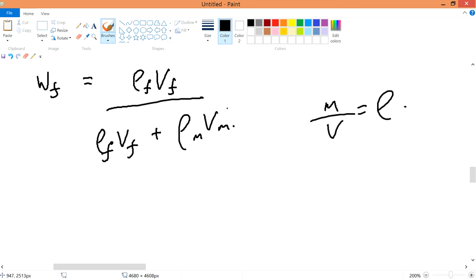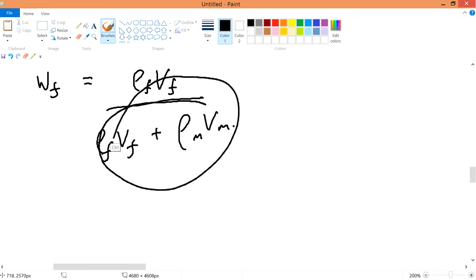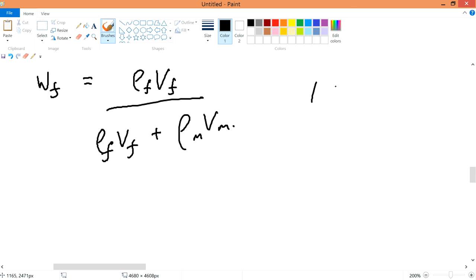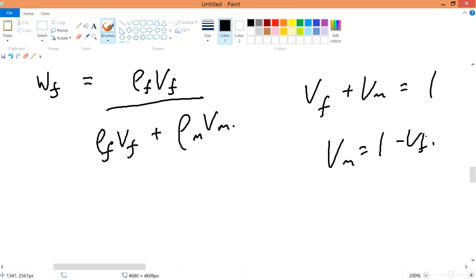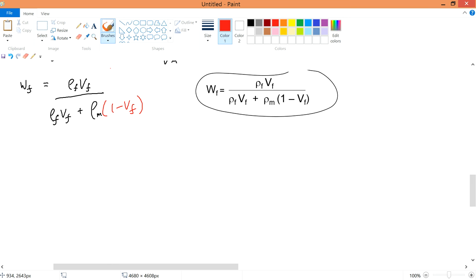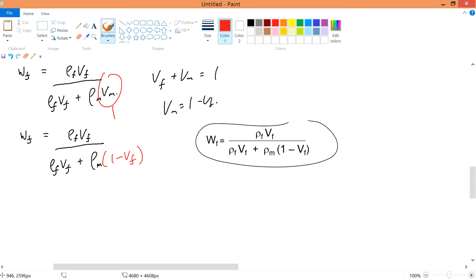Mass over volume equals density. In case you don't know what I'm doing, if I bring the volume up, mass is equal to density times volume, and therefore I have this expression over here. Since in terms of fractions the volume fraction of the fiber plus the matrix is equal to 1, the volume fraction of the matrix is equal to 1 minus VF. So I can simply rewrite my VM as this, and as you can see, VM is changed to this one.